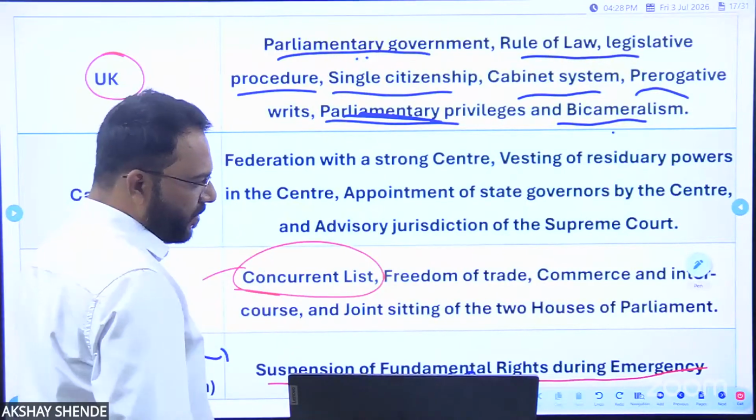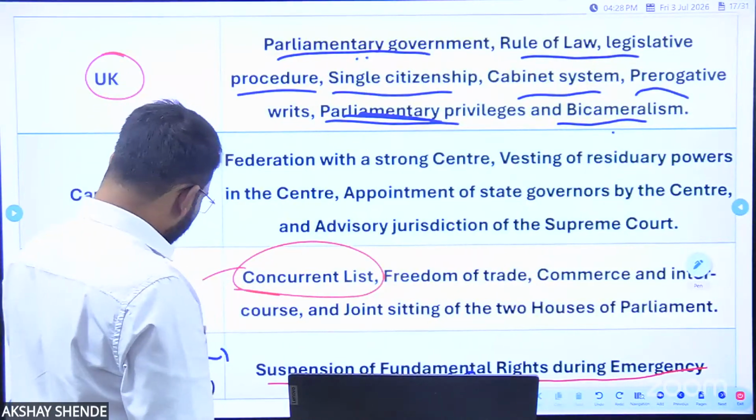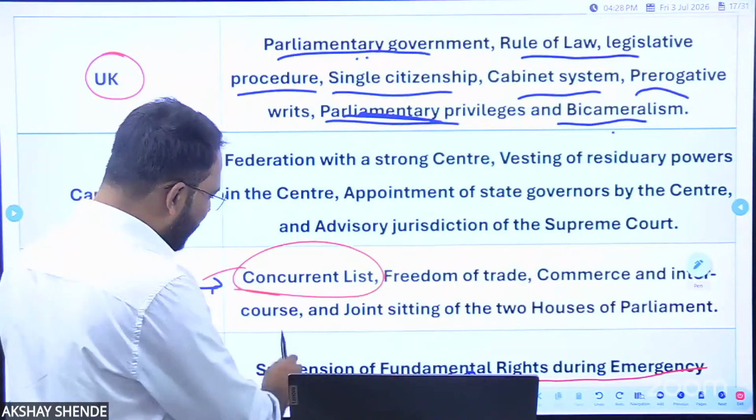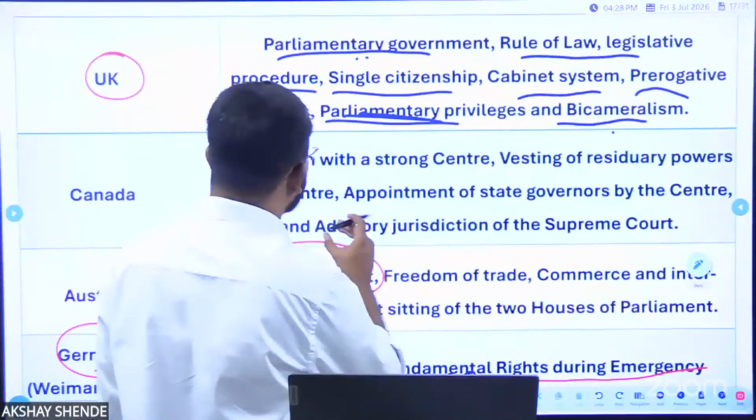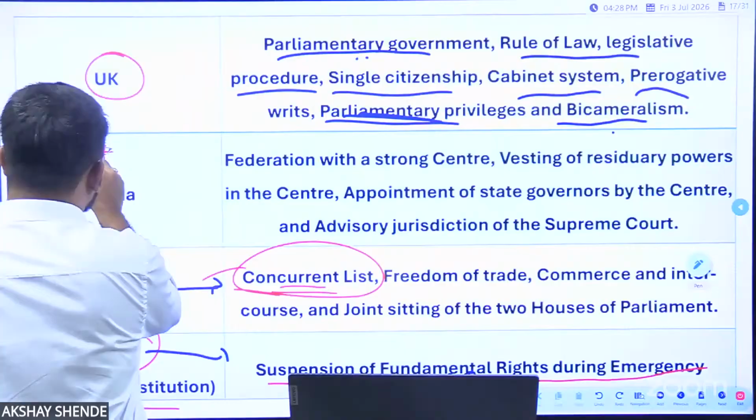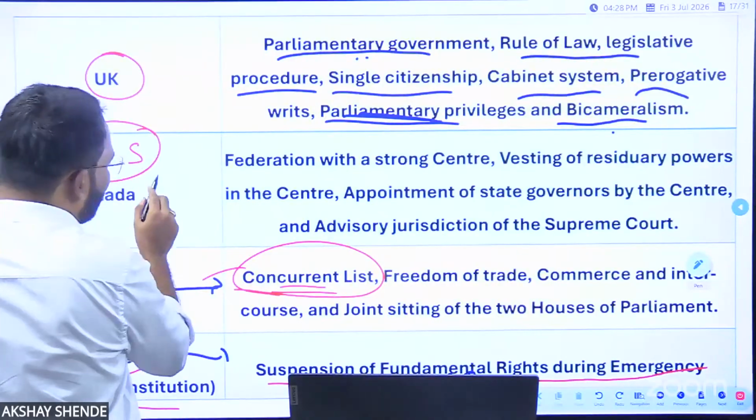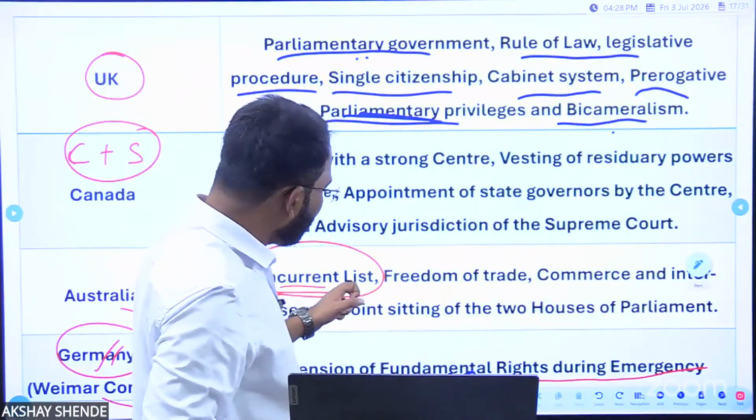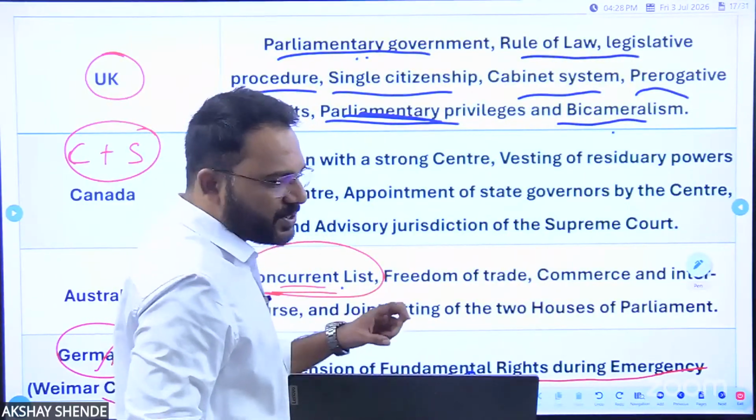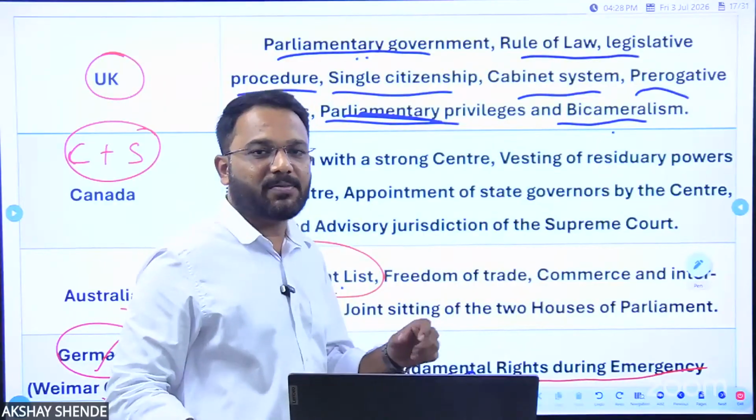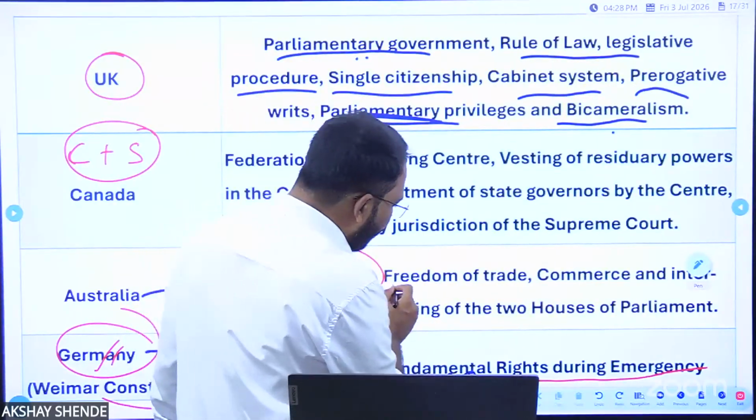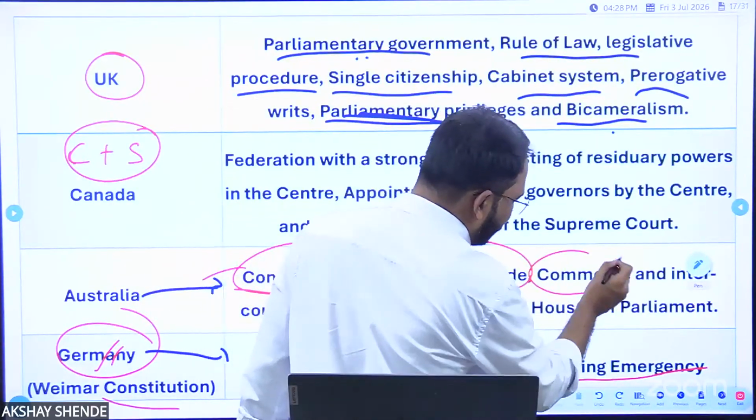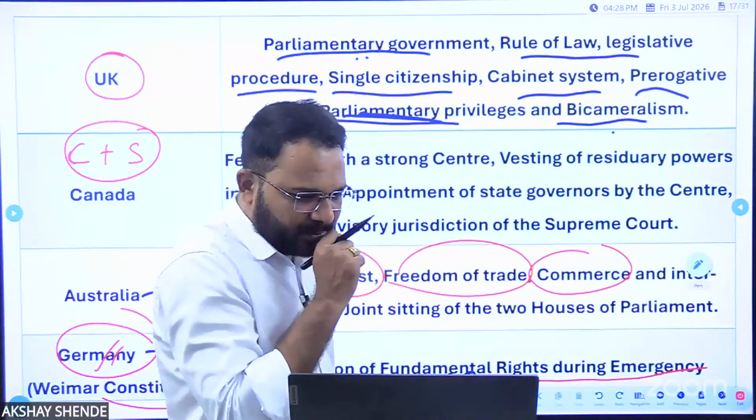This is also funny to remember. Look, what we have taken from Australia, the concurrent list. Concurrent list means a list on which the center as well as the state government can make laws. I hope I am clear. Concurrent list means a list on which state government as well as central government can make laws. Freedom of trade, commerce.